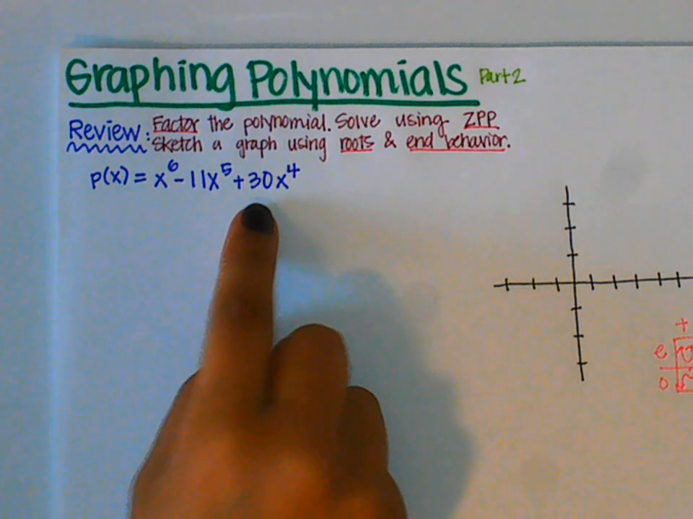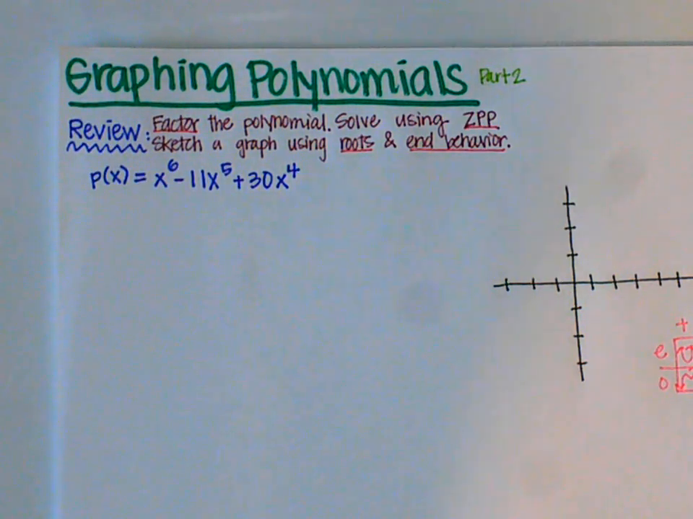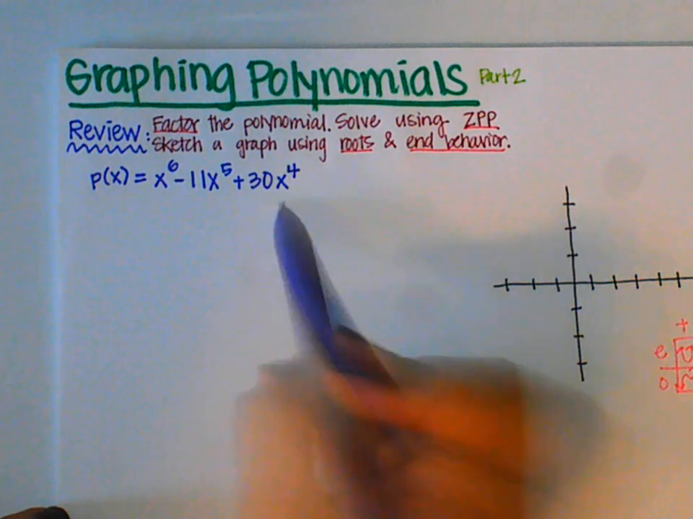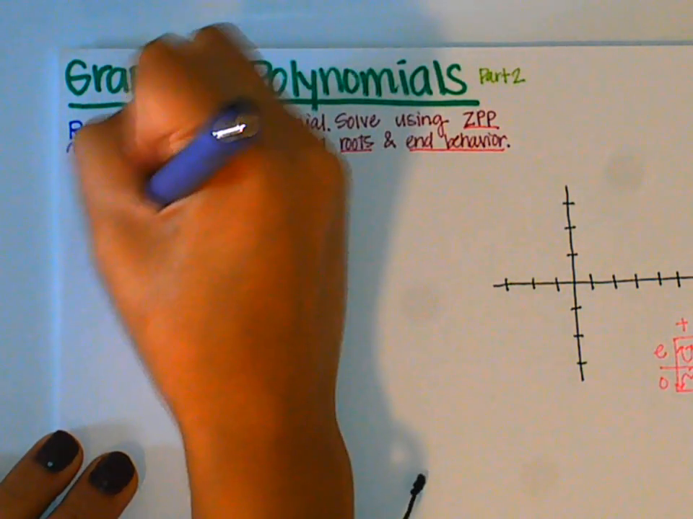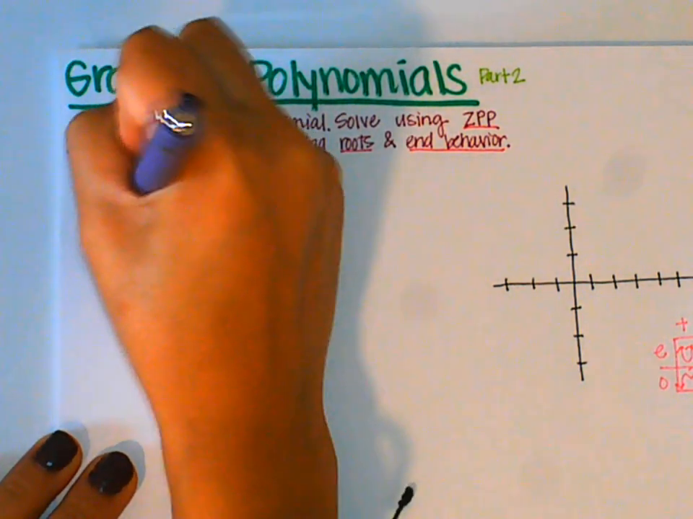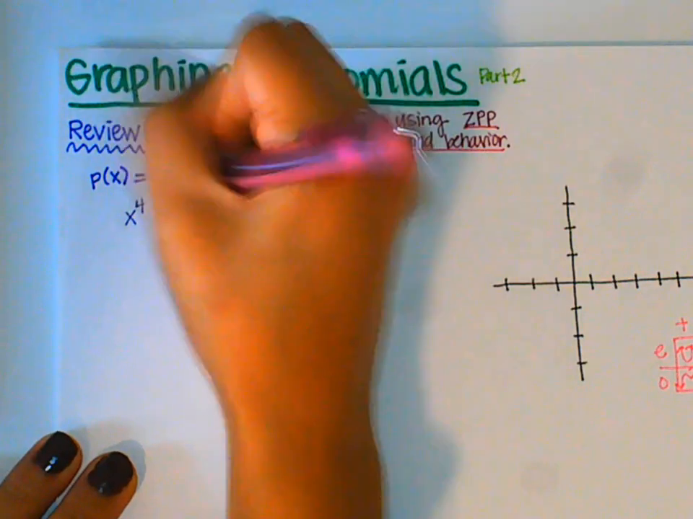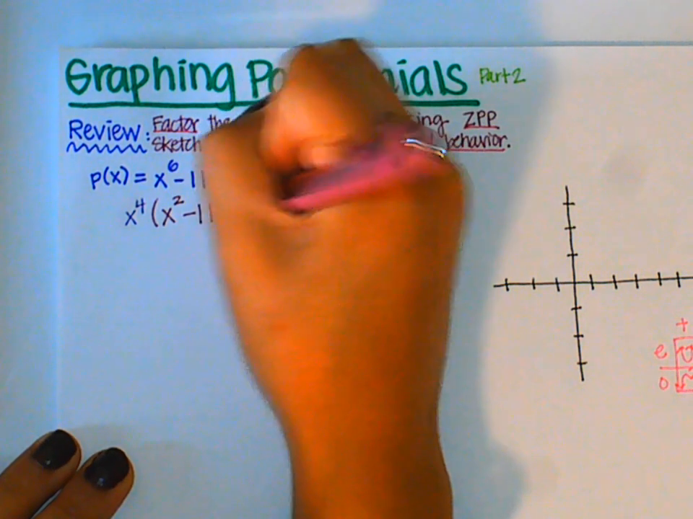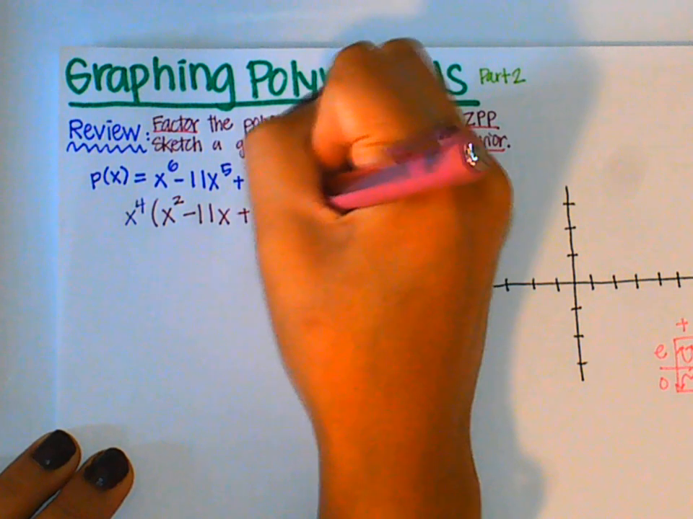It's a trinomial. So I am going to factor pulling out the GCF. So what do these three things have in common? They all have an x to the power of 4. What I am left with is an x squared minus 11x plus 30.